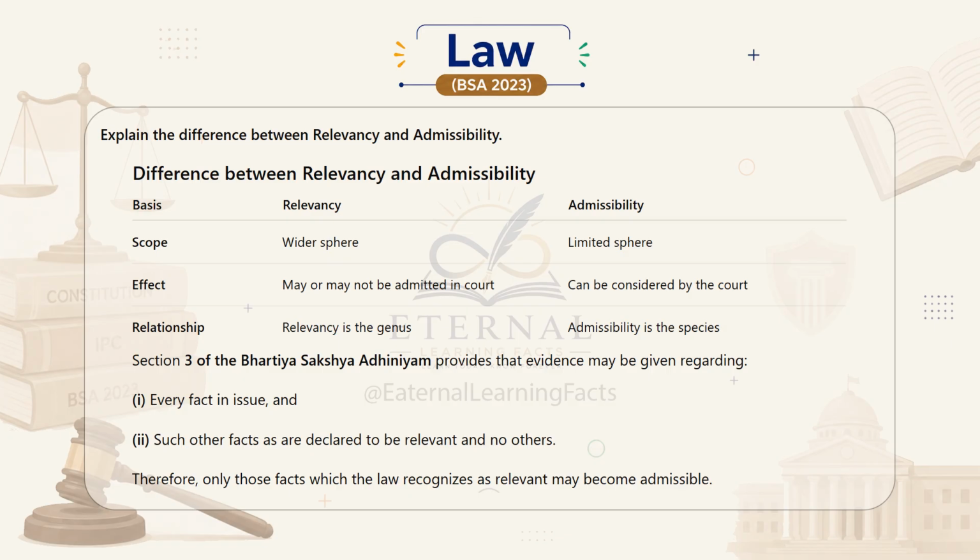Now, Section 3 of the Bhartiya Sakshya Adhiniyam provides that evidence may be given regarding, first, every fact in issue, and second, such other facts as are declared to be relevant and no others. Therefore, only those facts which the law recognizes as relevant may become admissible.